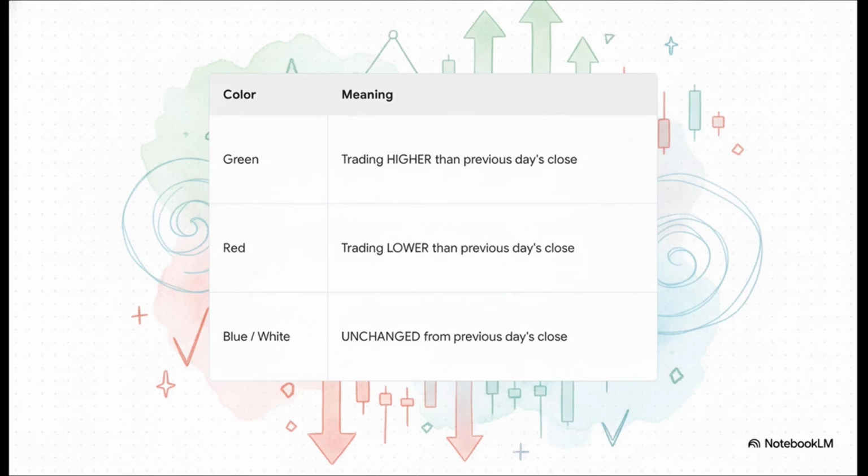And here is maybe the easiest shortcut of all. Just look at the colors. If you see green, the stock is up. Simple. If you see red, it's down. And if it's blue or white, the price hasn't budged. It's like an instant mood ring for the market.